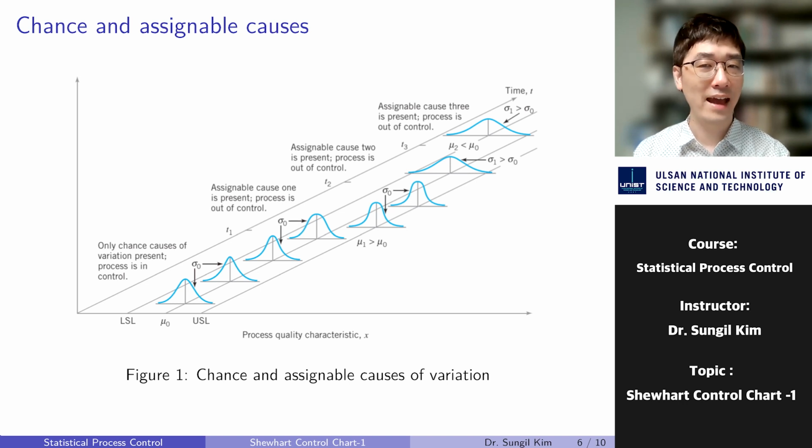Therefore, when X follows a normal distribution, there are three possible scenarios where a process becomes out of control. This figure illustrates those three scenarios. One is mu is not equal to mu zero. Another one is sigma is not equal to sigma zero. And the other one is mu is not equal to mu zero and sigma is not equal to sigma zero.